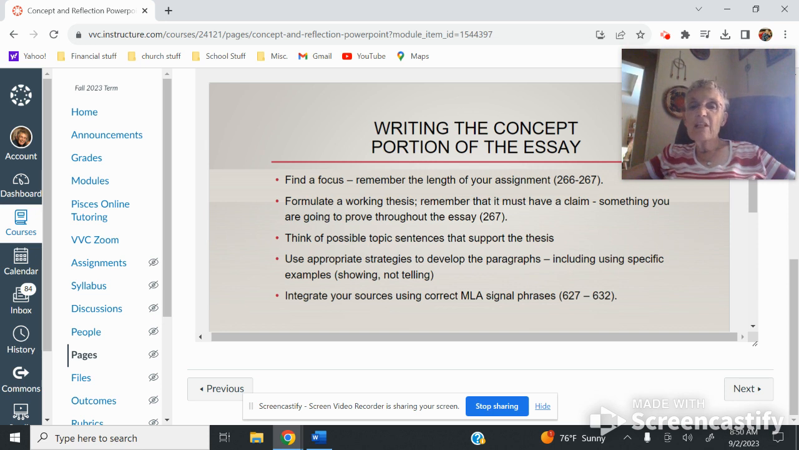You're going to formulate a working thesis. Remember that it must have a claim. You're going to prove it throughout the essay. And then think of topic sentences that support that thesis. And then talk about strategies to develop the paragraphs using specific examples, showing, not telling, and integrate sources using correct MLA signal phrases. And that talks to you about how to do that on the pages that it's giving you there.